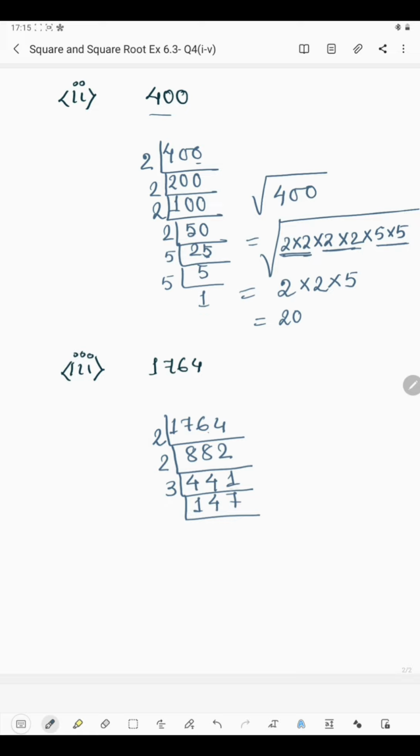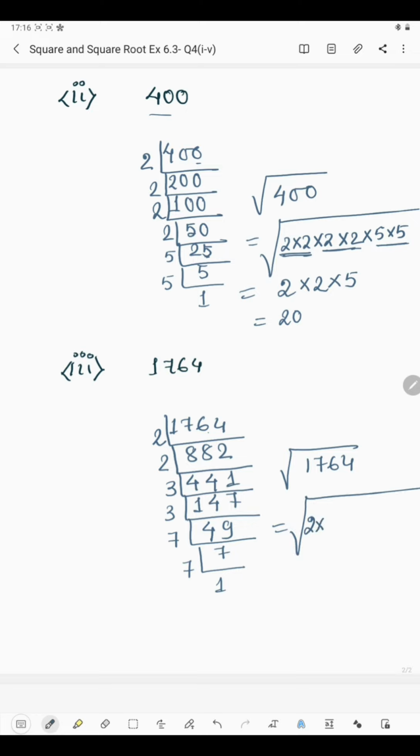Okay, now the sum of the digits here: 7 plus 4 is 11, 11 plus 1 is 12. So again it will be divisible by 3. So 3 4s are 12, 3 9s are 27. Now 7 7s are 49, then 7 1s are 7. So the square root of 1764 will be, again we will have to put the square root, 2 2 we have, then 2 3 we have, and then 2 7 we have, right?